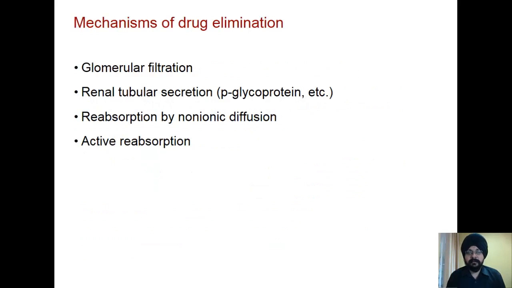Renal elimination of drugs can be through four major mechanisms: glomerular filtration, whereby the small molecule compounds or the drugs are filtered through the glomerular filtrate; renal tubular secretion via pumps like P-glycoprotein; renal reabsorption by non-ionic diffusion of the unionized forms of the drug; and active reabsorption.